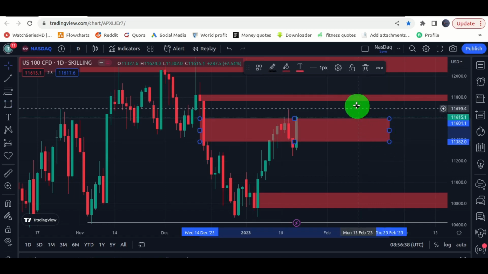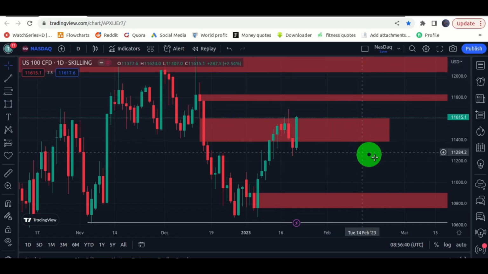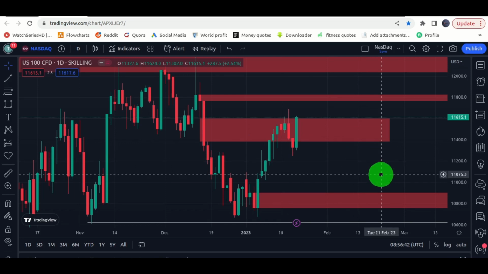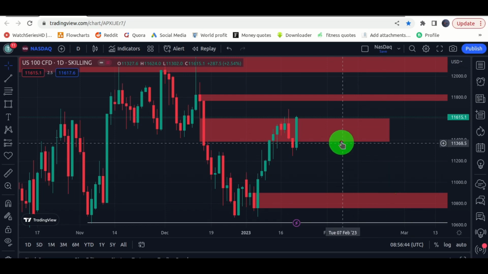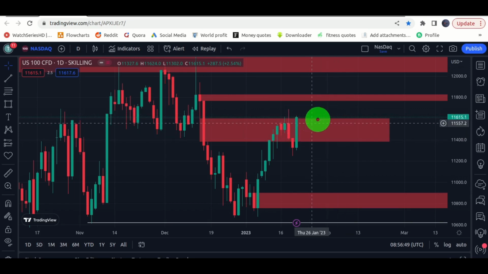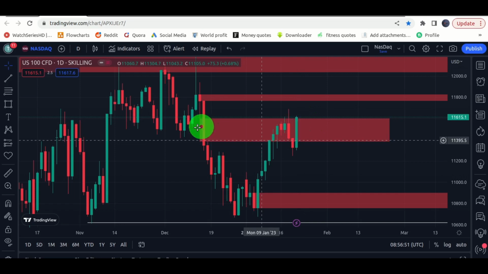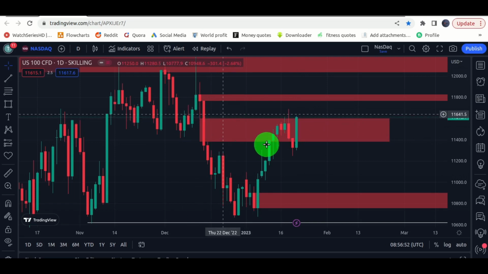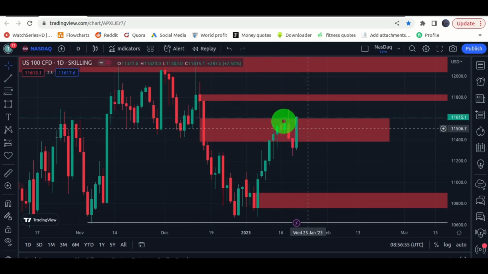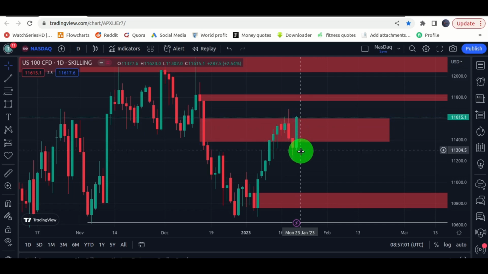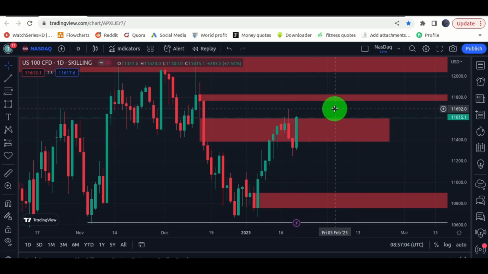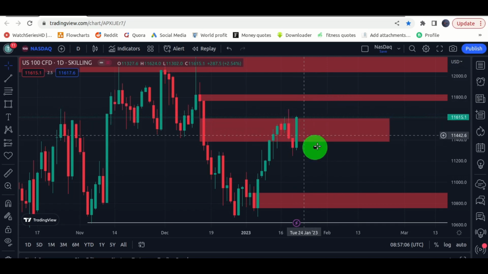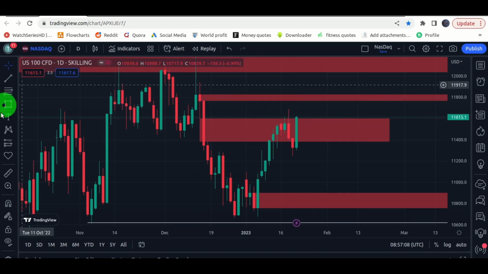Okay, with this fair value gap being filled, what do I think about Nasdaq? I'm thinking we might see some sort of a reversal because it filled this fair value gap on a daily time frame. So we might see some sort of reversal and then finally gaining momentum to this order block.